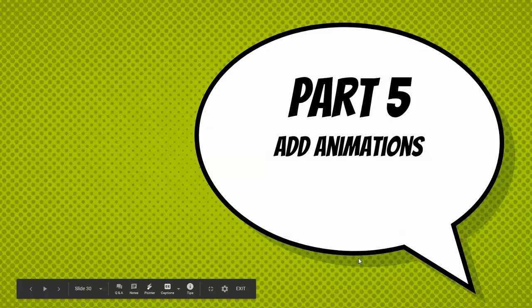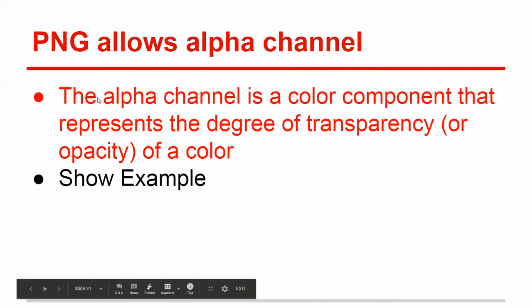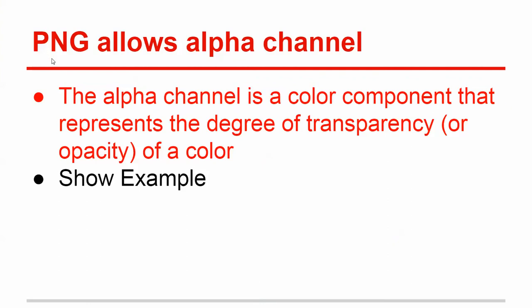Ladies and gentlemen, and photographers and video designers, we're going to do part 5 of our video slideshow. We're going to add animations. So we're going to take an image that we already have and turn it into a PNG. This is a file format. It allows us to have an alpha channel, which is what we need.